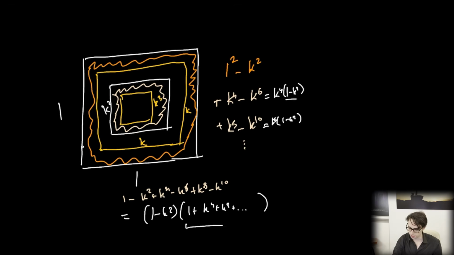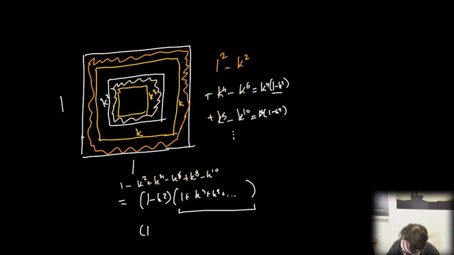Now, what is this thing in here? It's an infinite geometric sequence, and its value is going to be... Well, if you have 1 plus x squared plus all the way till infinity, if x is between 0 and 1, actually the absolute value of x needs to be less than 1, what do you have then? Then you have 1 over 1 minus x. So here x is k to the fourth. So it's 1 minus k squared over 1 minus k to the fourth. We can also simplify this further.